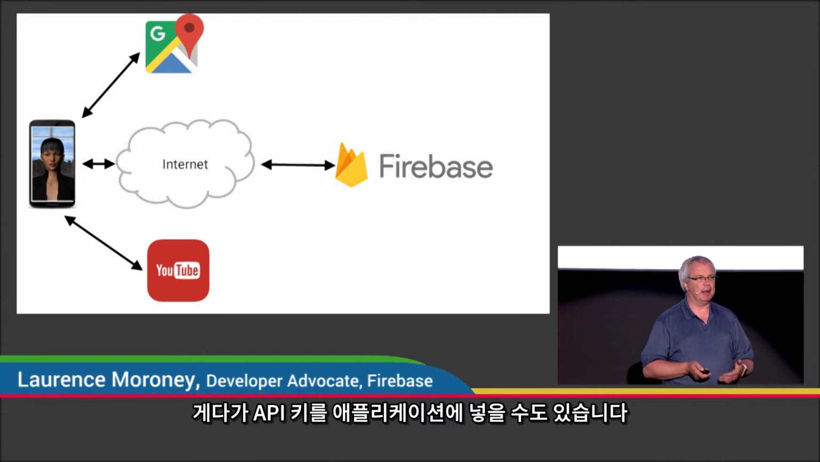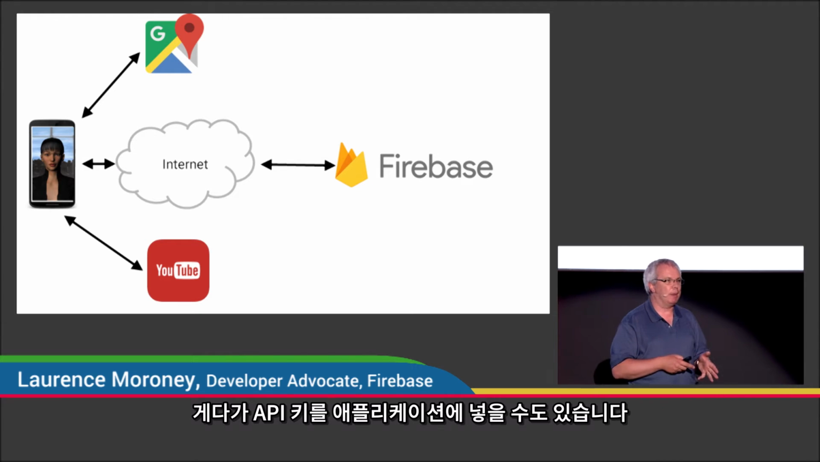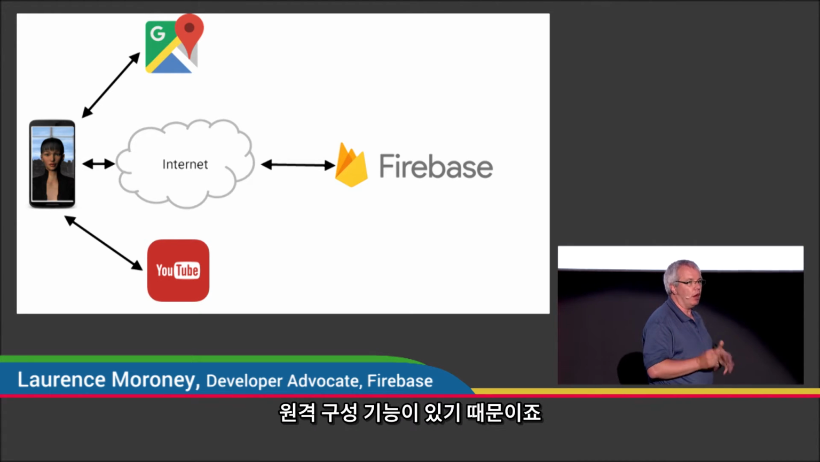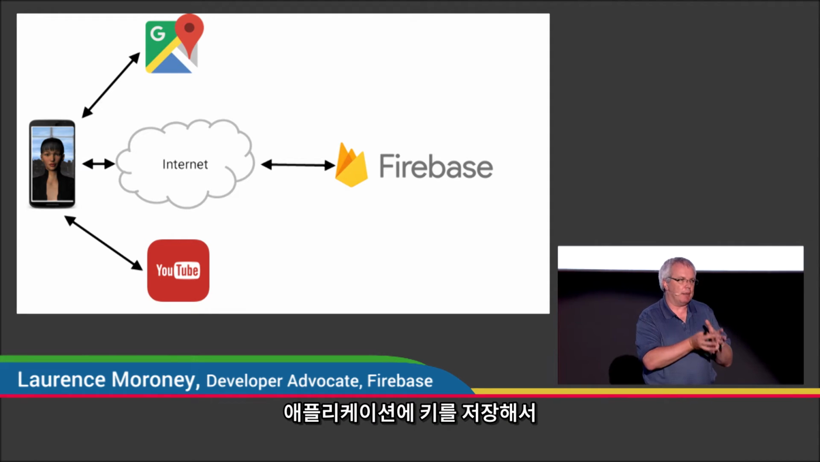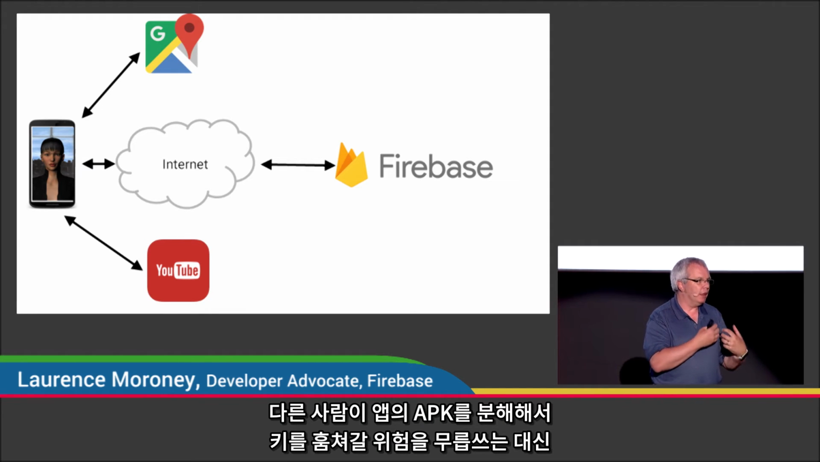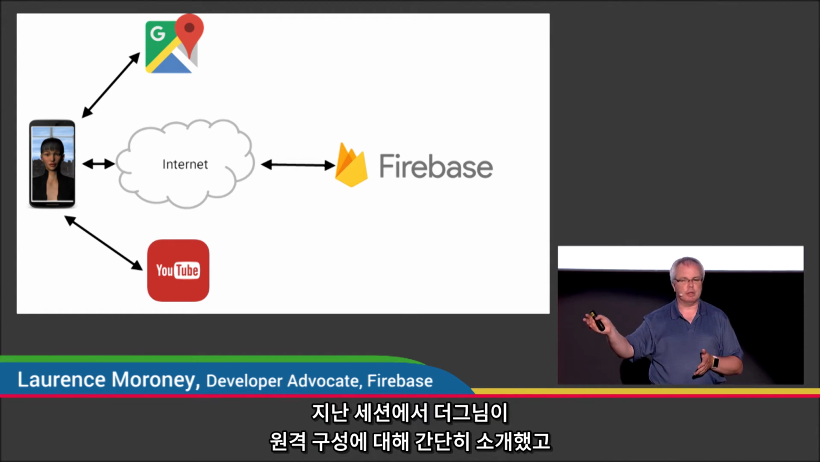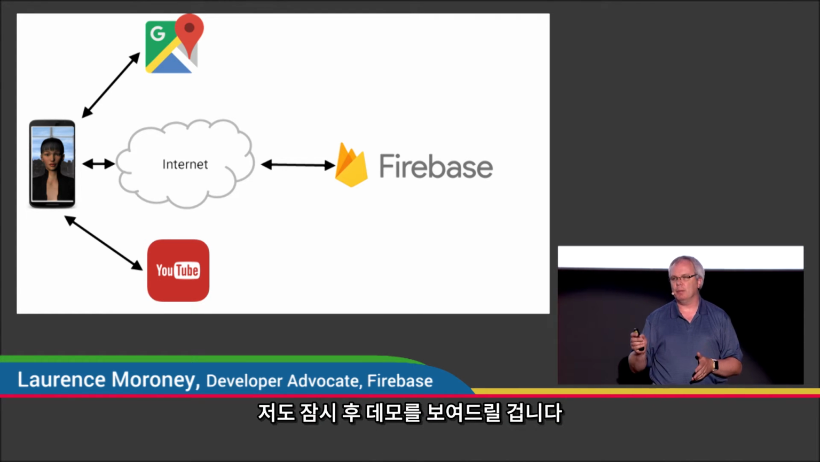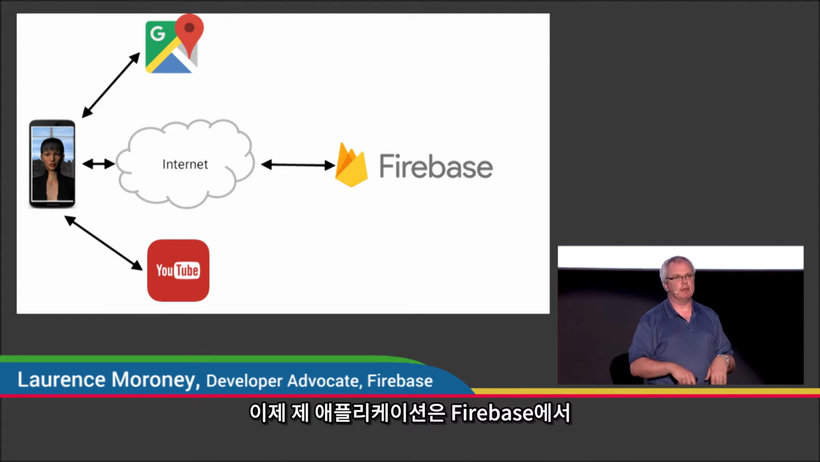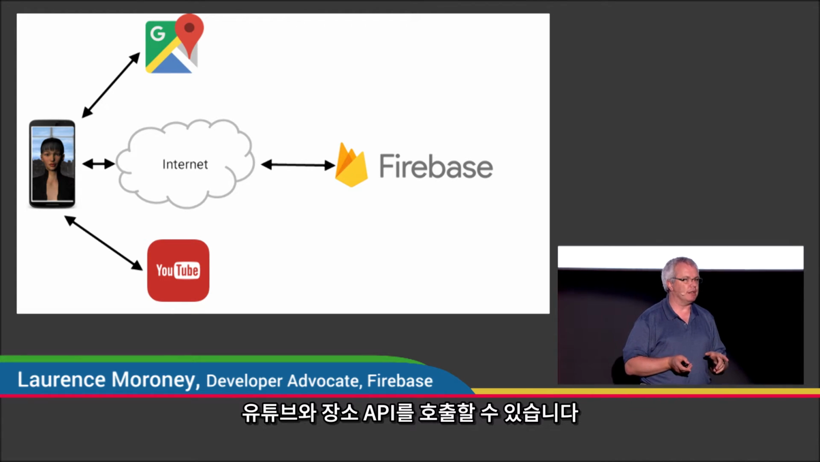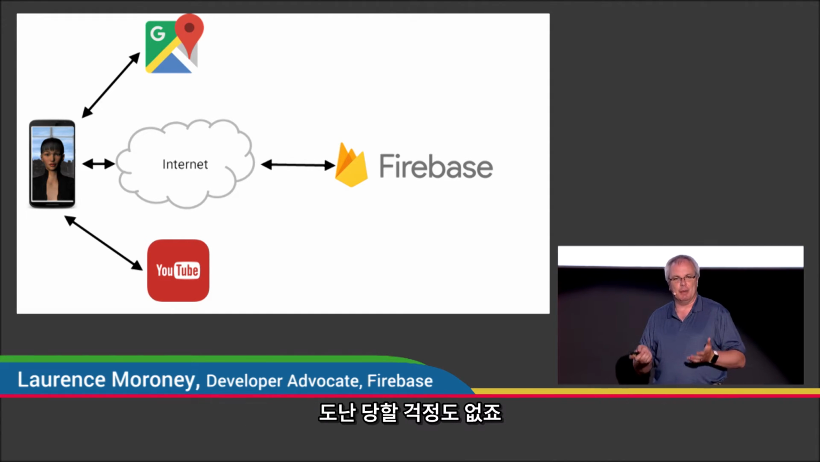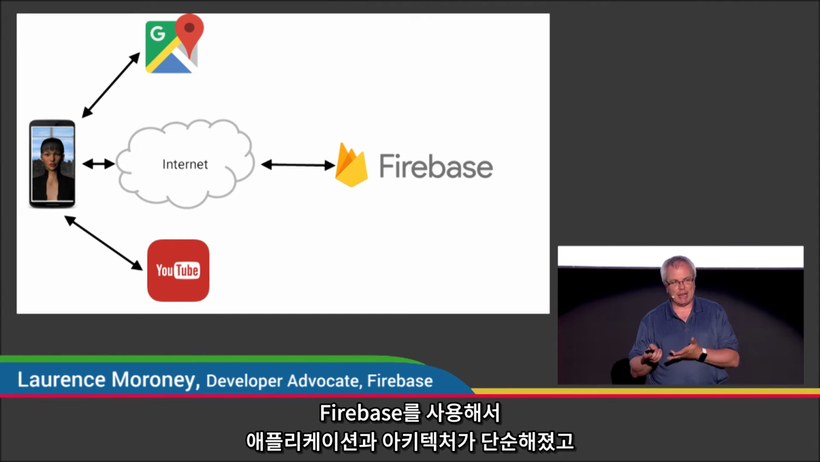And I can now start putting my API keys back into my application because I can use something called Remote Config. So instead of storing the keys in my application where they could be stolen by somebody reverse engineering the APK of my app, all I have to do is store my API keys in Firebase, in the Remote Config. If you were here in the last section, Doug was talking a little bit about Remote Config, and I'll demo it in a moment. And now my application can read them from Firebase, can call YouTube, can call the Places API, and I don't have to worry about anybody stealing them. So it makes my application a lot simpler, it makes my architecture a lot simpler, and arguably it makes it more secure.